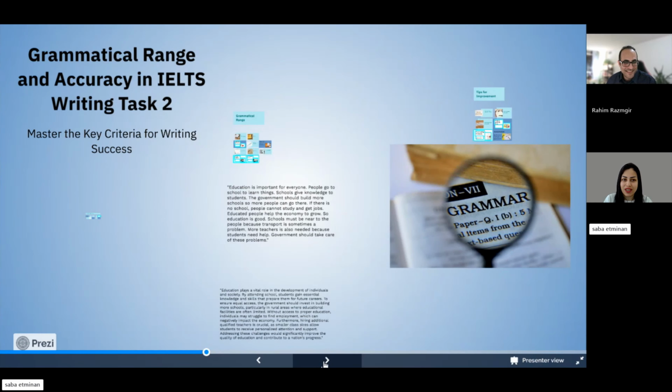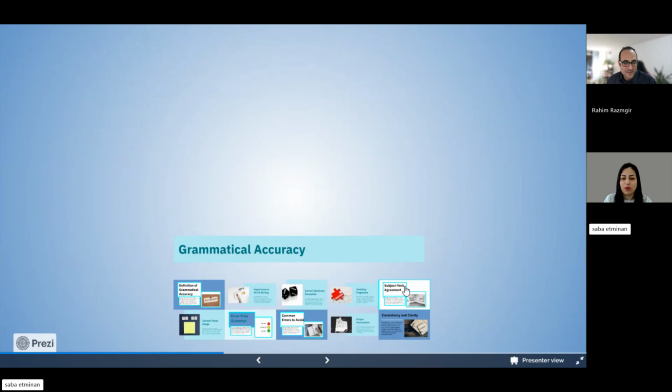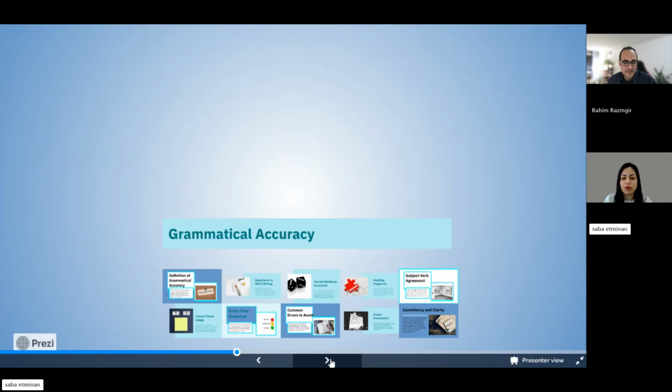Okay, range is over. Now accuracy. We want to know about grammatical accuracy. What do we mean by that?